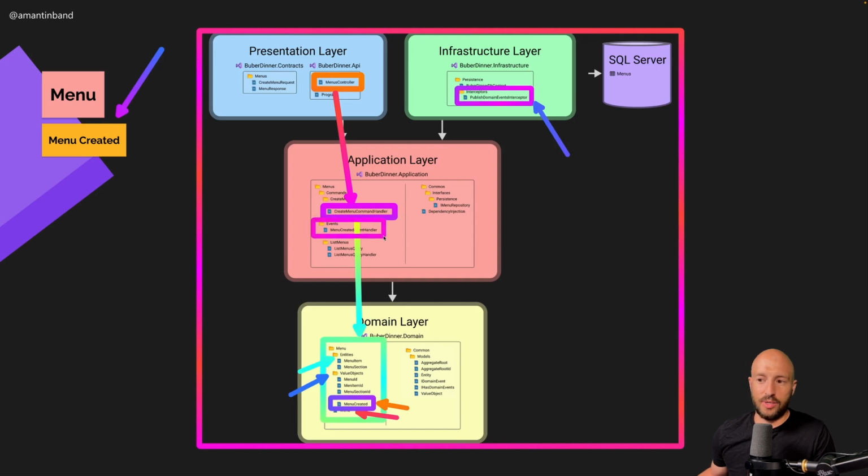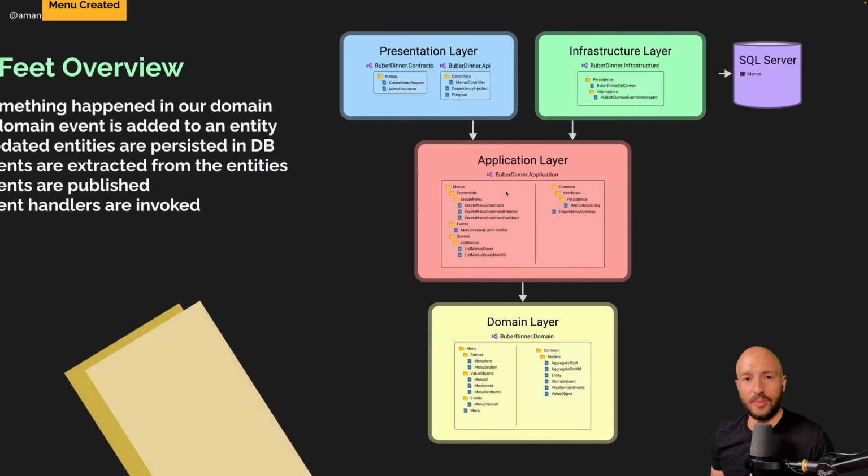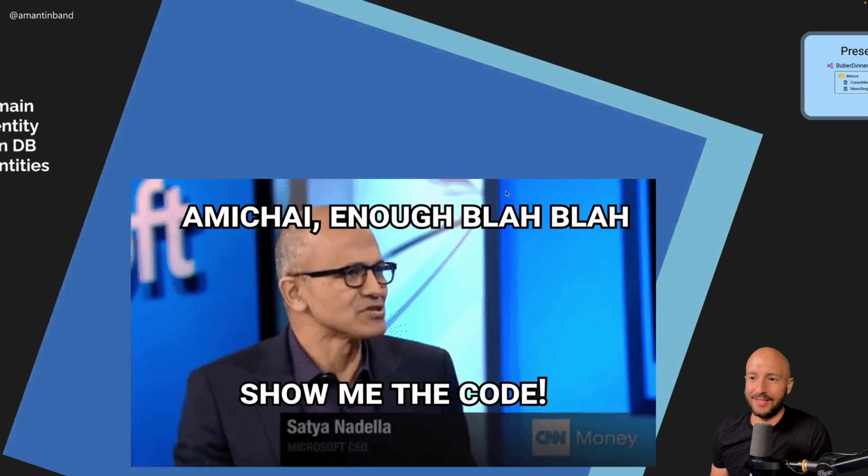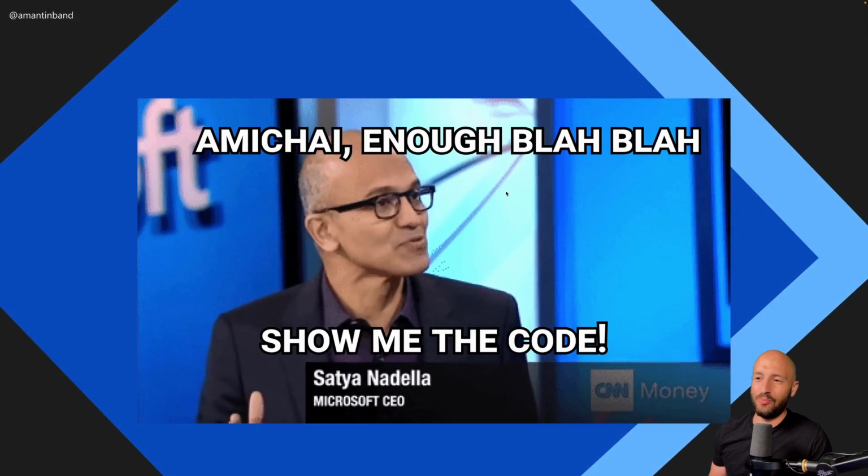In our case, we're just going to be creating a dummy menu created event handler, which will be invoked and will do something just so we see that it works all together. So that's what we're going to be doing today. So let's jump right in and implement it in the Boober dinner application.